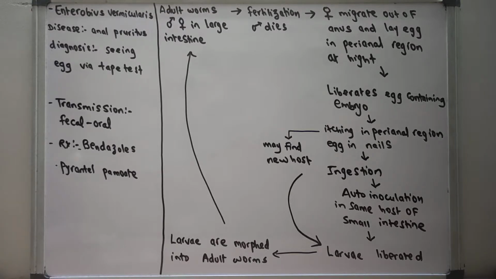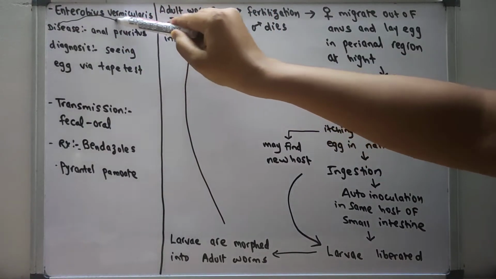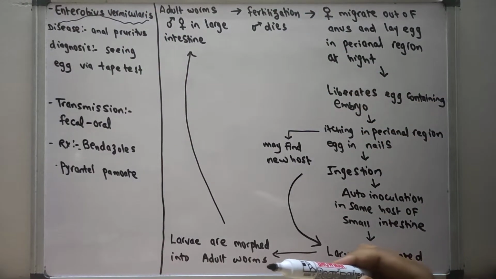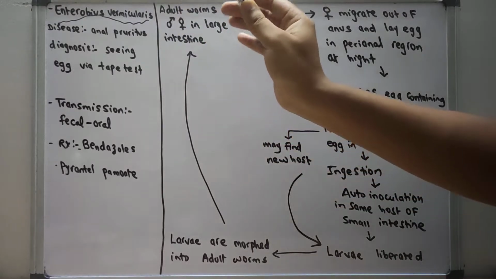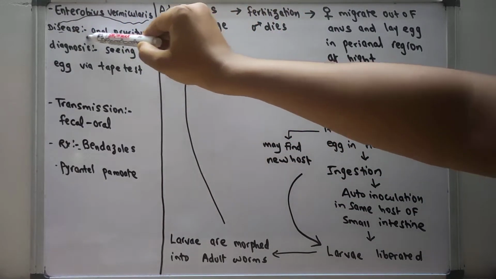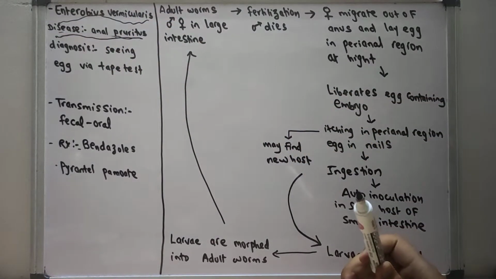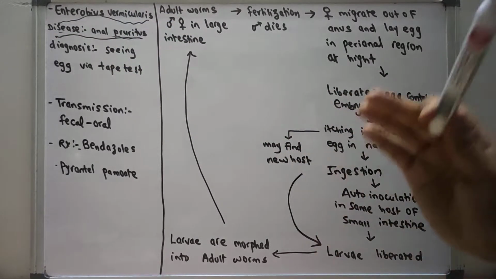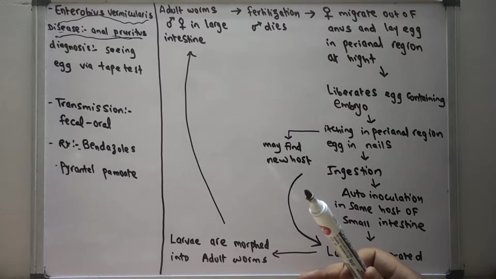Hello everyone. Today let us discuss a new parasite that comes under the nematodes. So that is Enterobius vermicularis. Mainly, the disease caused by Enterobius vermicularis is intense anal pruritus. So there is extreme itching in the perianal region if there is infection with Enterobius vermicularis.